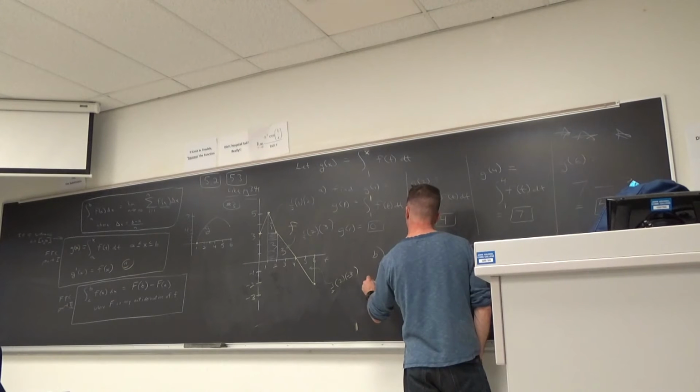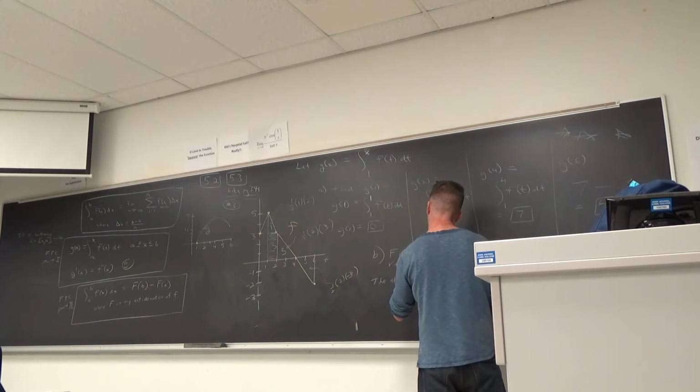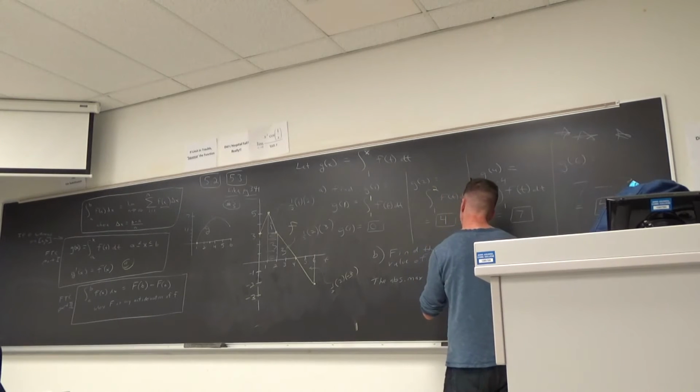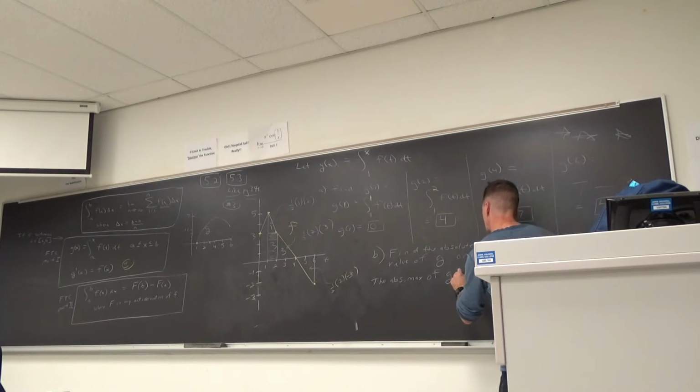So I'm going to write out a sentence. The absolute max of g on this interval occurs at x equal to, let's fill in a blank right there, and is, let's fill in this blank.